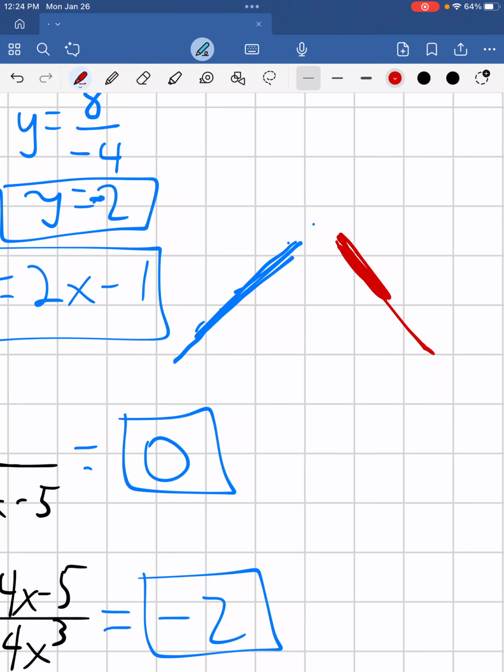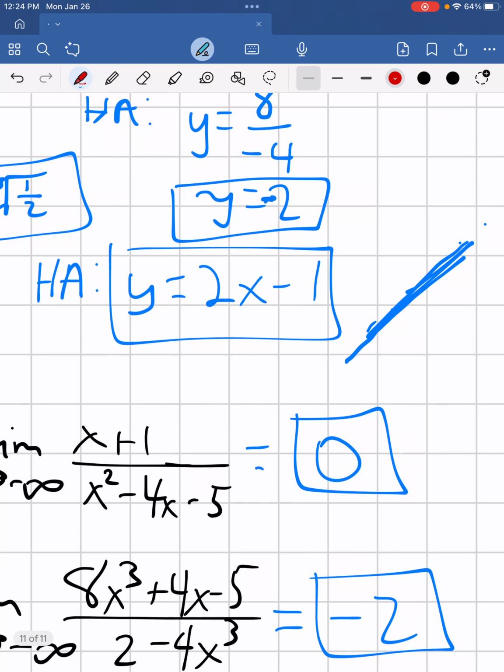So really just look at the slope of your slant asymptote. If it's a positive slope, then it looks like what I drew here. If it's a negative slope, then it just goes the other way. And use the direction of that slant asymptote to guide what you put for that limit at infinity.